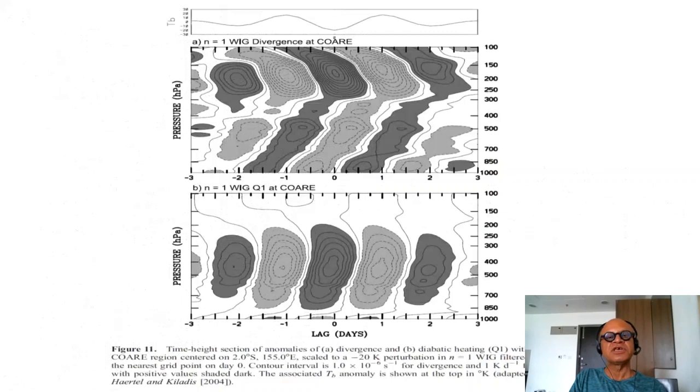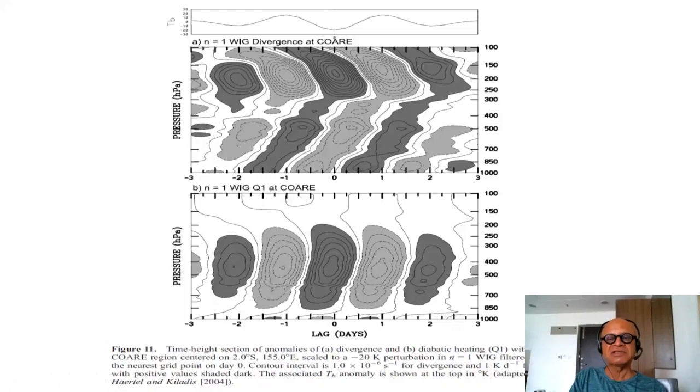This is associated divergence and heating structure, Q1. So you can see where the heating is maximum, around 500 millibars or hectopascals. That's where the heating associated with the deep convection tends to happen, and there are associated divergences and convergences in the vertical that are very critical for the waves that we are talking about.